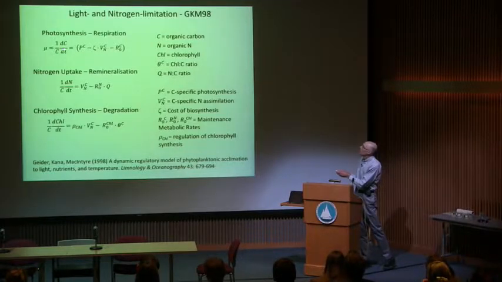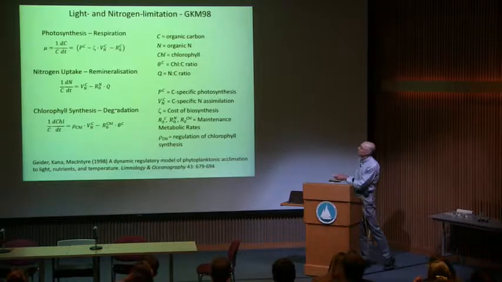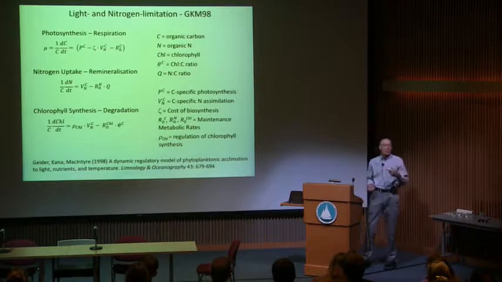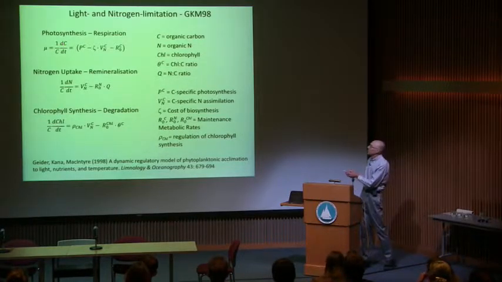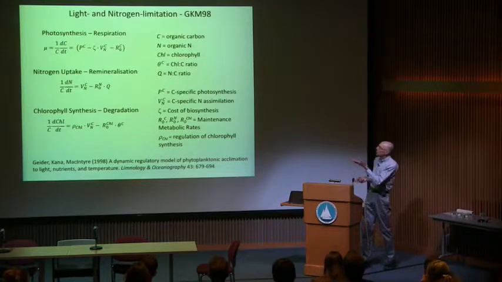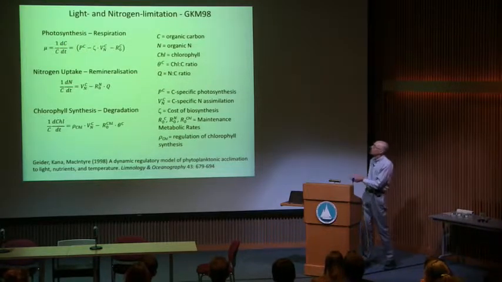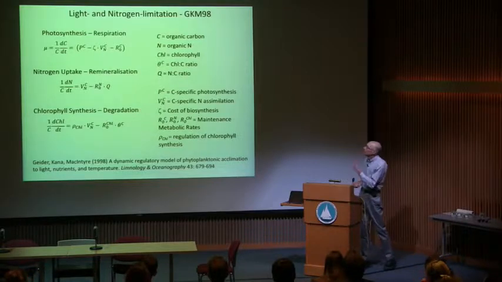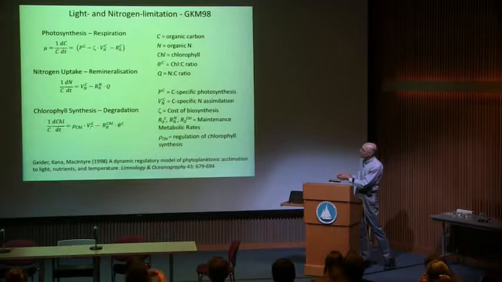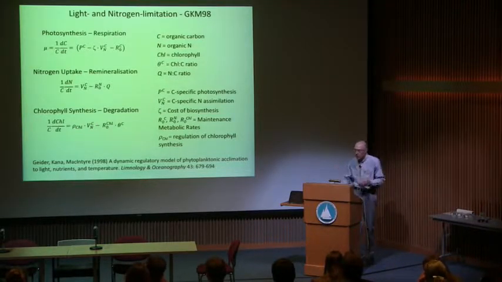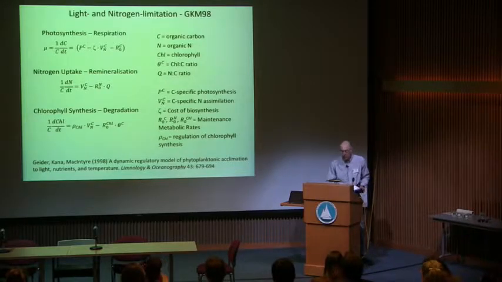The model has a carbon budget, the difference between photosynthesis and respiration, a nitrogen budget between nitrogen uptake and remineralization, and then a chlorophyll budget, chlorophyll synthesis and degradation. But these equations are linked. So the photosynthesis rate depends on the chlorophyll and nitrogen status of the cells. The respiration rate depends on the rate of nitrogen assimilation, and chlorophyll synthesis also depends on nitrogen assimilation. And then this regulatory term, which takes into account the way in which the cells sense their environment.